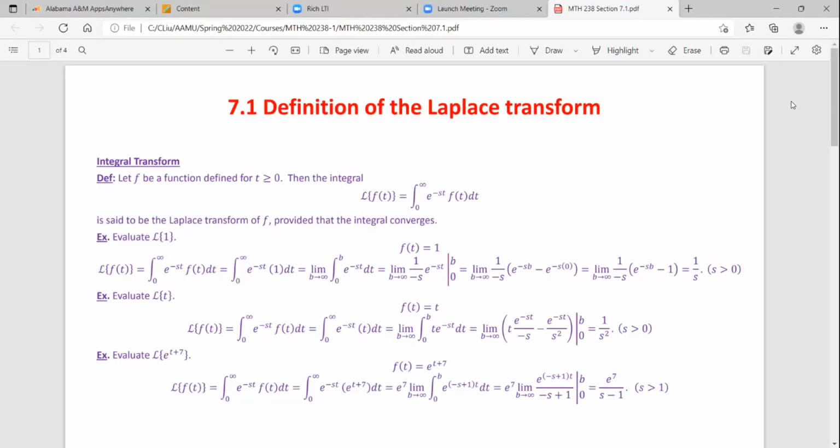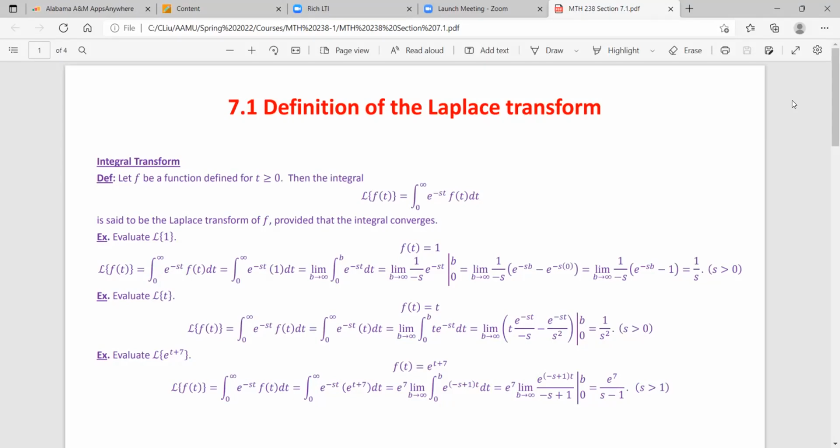In order for this integral to be convergent, or this limit to exist, we have to require negative s plus 1 also to be negative. Okay, so because b is positive, we have to make sure the exponent is negative and large, so that when you take the limit, it becomes 0. So negative s plus 1 has to be negative. So that means negative s plus 1 less than 0. So if you solve this inequality, you move s to the right. The solution is actually s greater than 1. So in this case, the parameter s has to be greater than 1 for this Laplace transform to converge.